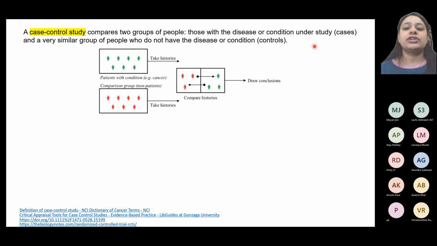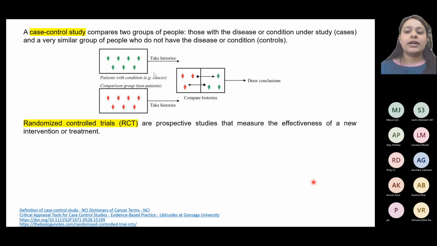For example, the disease condition that we are studying is cancer, right? And the control individuals are the individuals that do not have cancer. So the histories of the patients with cancer will be taken. Similarly, the histories of the patients without cancer, which is the control group, will also be taken, and then their histories will be compared, right? And then conclusions will be drawn based on that. So such a study design is known as a case control study.